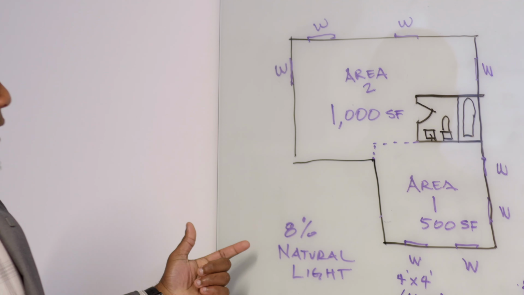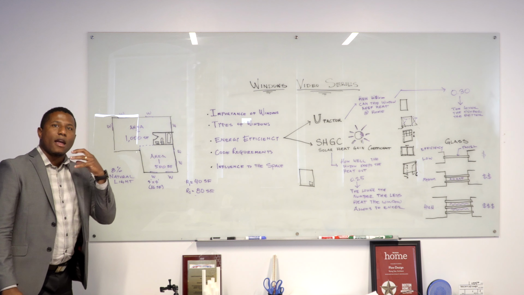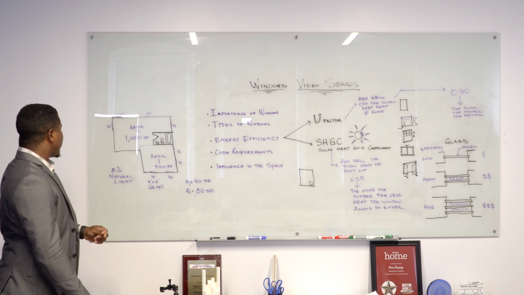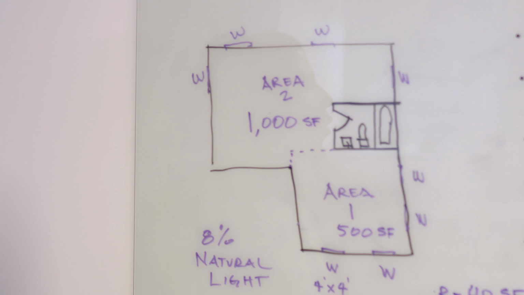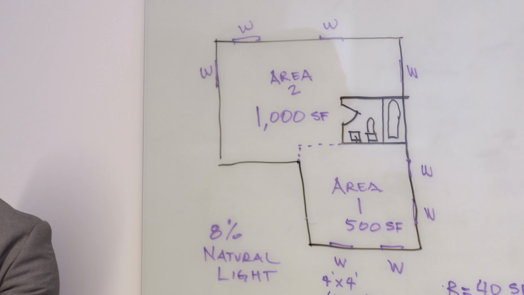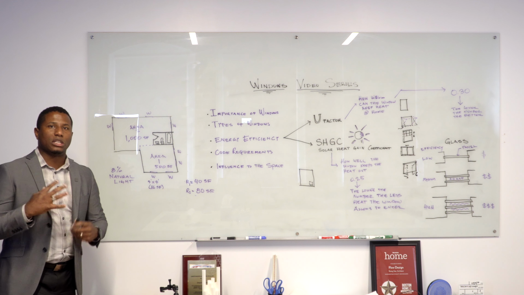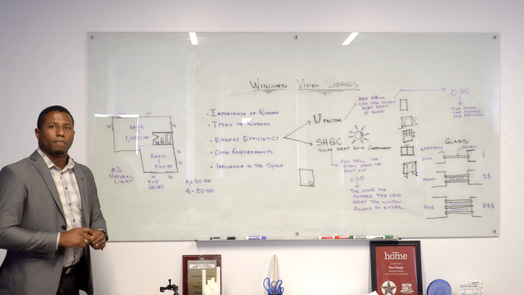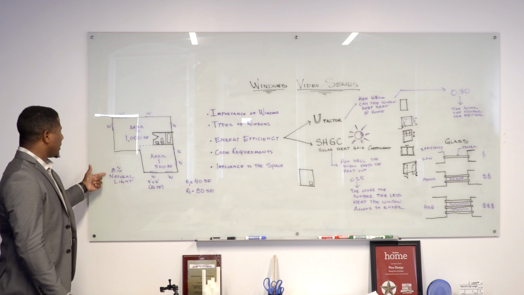So let's say the code says 8% of the area that is livable is required for natural light within the space. And what does that mean in the code? You can look at the International Residential Code for these numbers that apply to you and your specific locations and things like that. So let's imagine it's 8%.